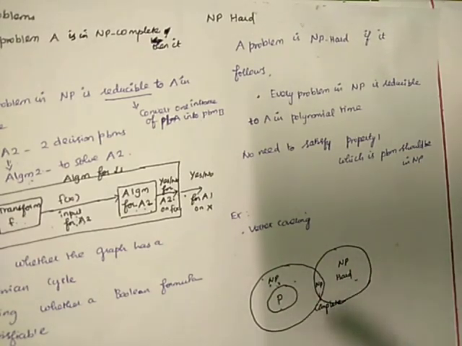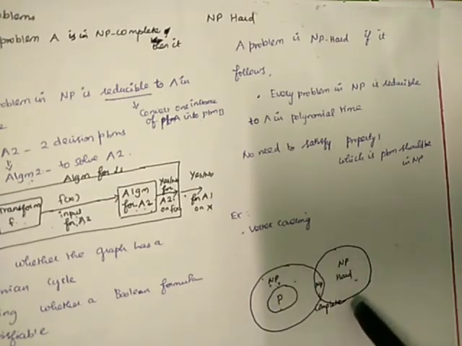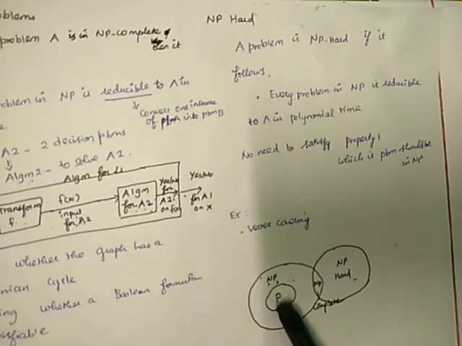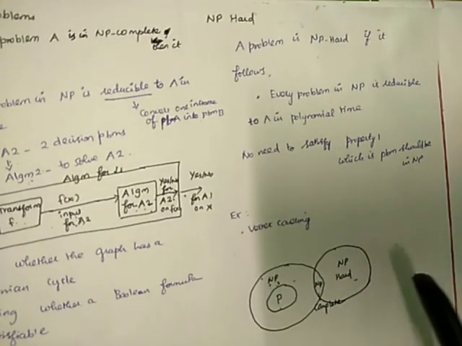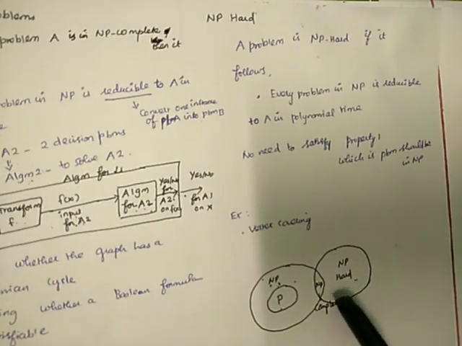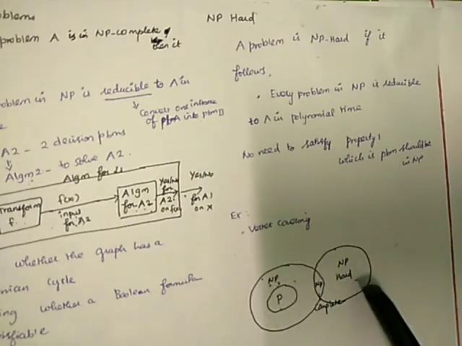So finally, the types of problems can be represented as a Venn diagram like this. So the polynomial time problem is a subset of the NP problem, and the NP hard problem is another category. Then the NP complete problem is the intersection of the NP problem as well as the NP hard problem. So that's all about the overview of types of problems.